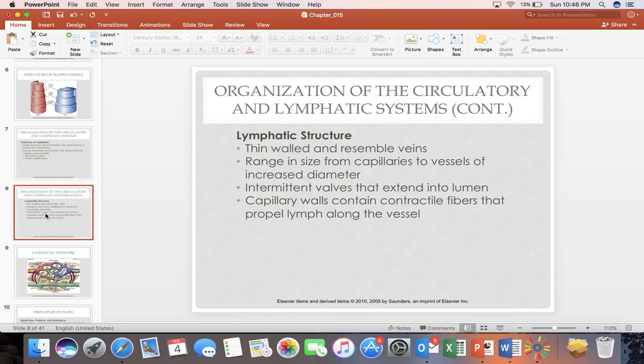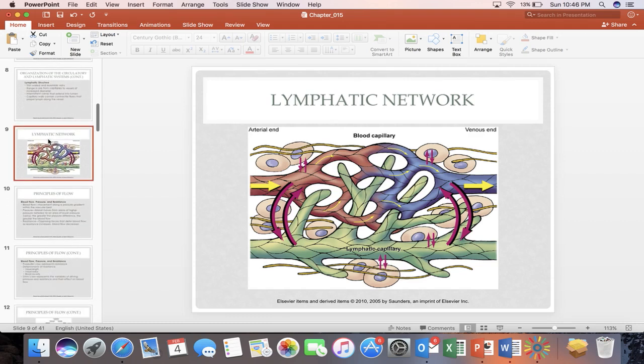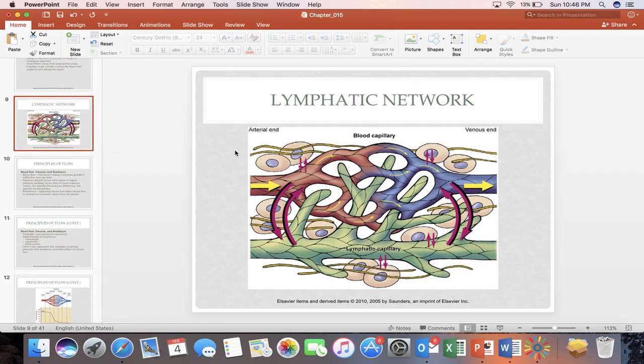The lymphatic structures are thin-walled and resemble the veins. They range in size from capillary to vessels of increased diameter, have intermittent valves that extend into the lumen, and the capillary walls contain contractile fibers that propel lymph along the vessels. And here you can see the capillaries right here. And in between, in green here, these are the lymphatic vessels.